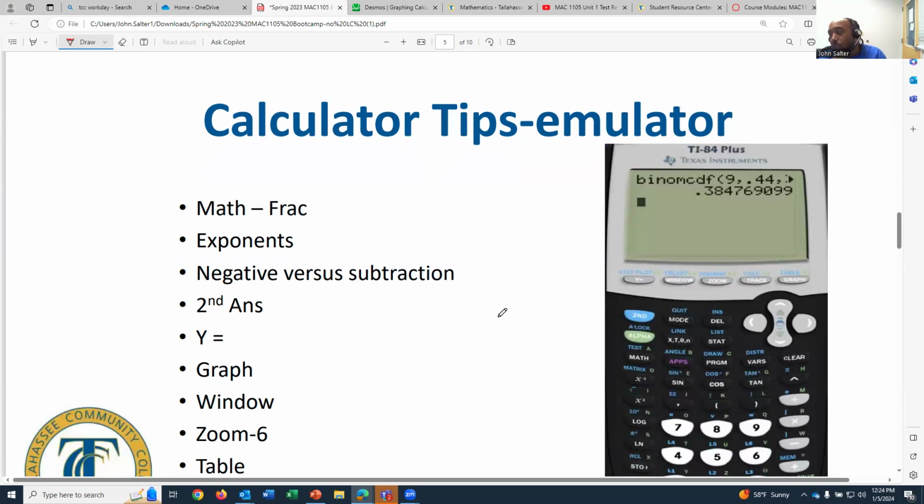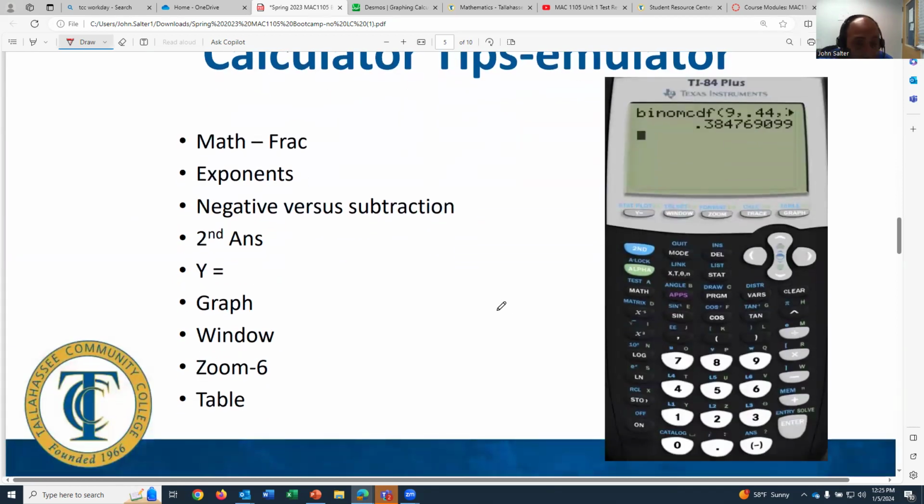I'm not going to tell you which calculator to get because every teacher is legitimately different. Some want a very specific calculator, some don't care. The one that I see the most coming into the Learning Commons is a TI-83 and TI-84. They look like this. We sell them in the bookstore for like $180.